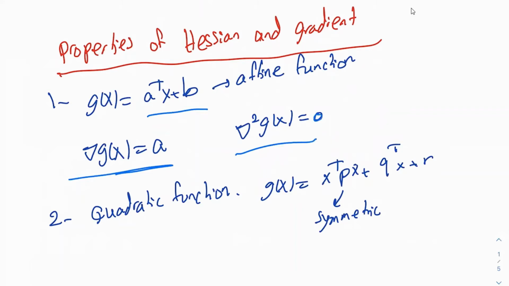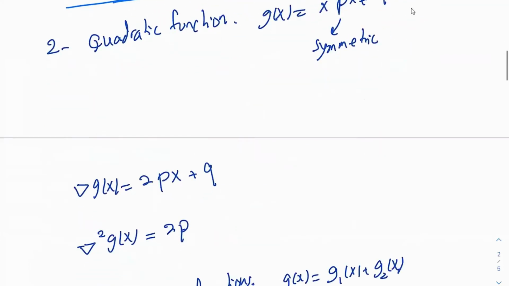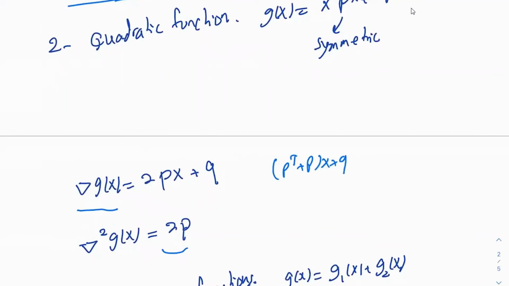Okay, good. Now, if you have a quadratic function, x transpose Px, remember this is a quadratic in x, plus q transpose x plus r, right? Where P is symmetric. In that case, the gradient of g of x is going to be 2Px plus q, right? If P was not symmetric, this would be P transpose plus P times x plus q, right? And the Hessian is going to be 2P, right? So the Hessian is going to be here 2P.